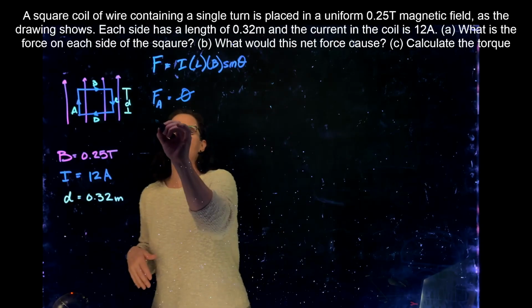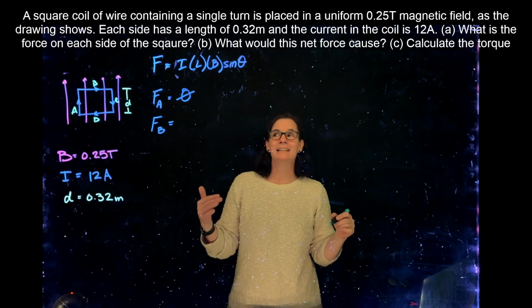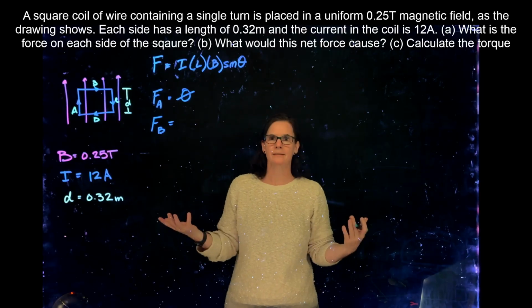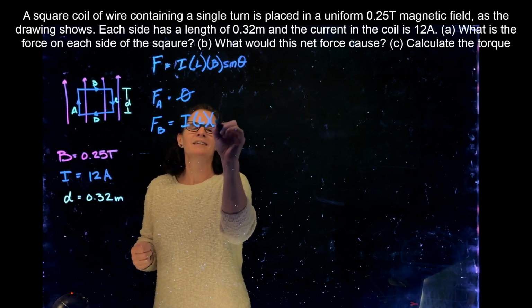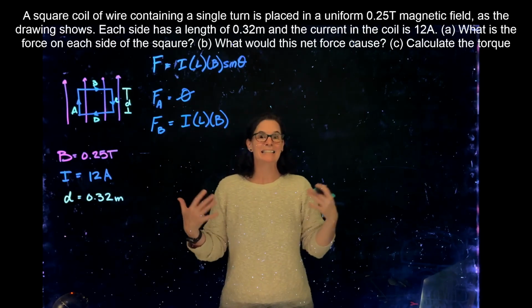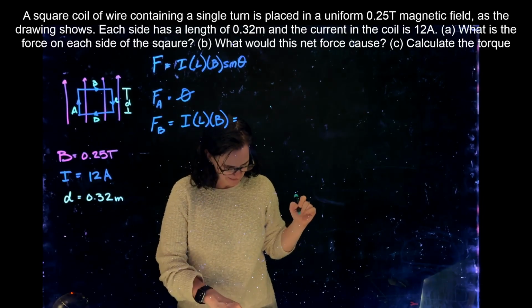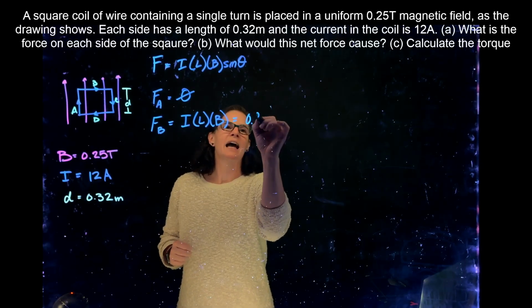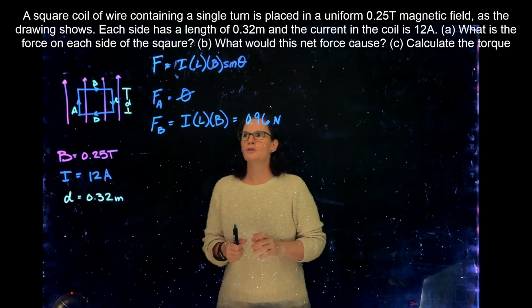What about the force of B? Well, the force on B is in a direction that has a perpendicular component to the magnetic field. In fact, it's 90 degrees, so we get the current times the length times the field. The sine of 90 is 1, so we're at a maximum force here. And when we calculate that all out, we get 0.96 newtons.